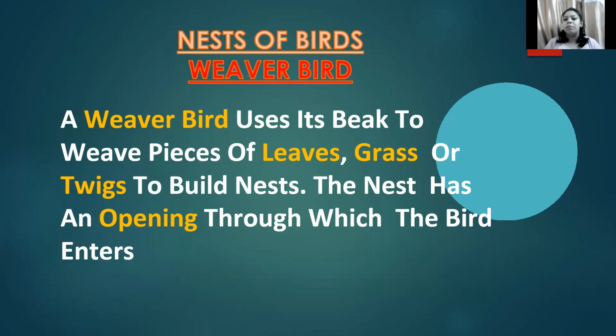So how does it make the nest? It uses its beak, it weaves. Weaving is nothing but sewing or stitching. Pieces of leaves, grass and twigs, all of this to build the nest. It makes a small opening in which it can enter, and it's a safe place from the weather and can keep itself safe.